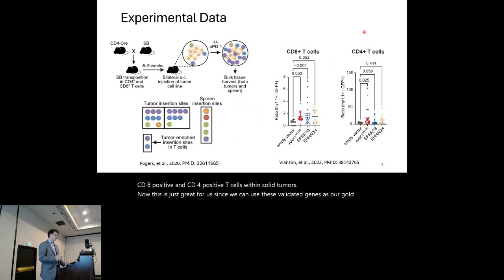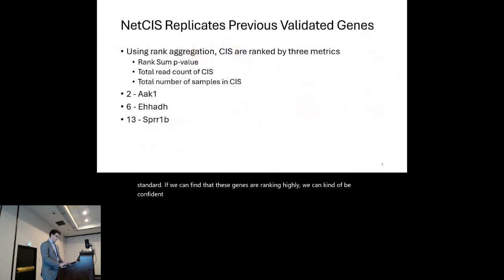If we can find that these genes are ranking highly, we can be confident that NetCIS is working. And to do this, we ranked all of our common insertion sites using a rank aggregation of 3 metrics: the rank sum p-value, total read counts of a common insertion site, and the total number of samples in the common insertion site. As we hypothesized that these metrics would reflect important and interesting common insertion sites that we would want to look into.